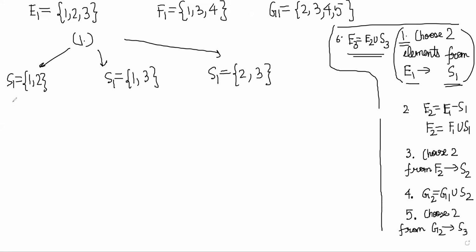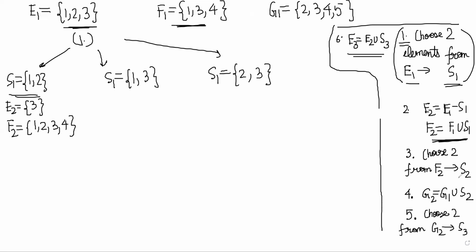Okay. So what we will first analyze is the case that S1 is 1 comma 2, right? This path we'll analyze. So here, what is E2? E2 is E1 minus S1. So E2 should be just 3, right? And also F2. F2 should be F1 union S1. F1 is this, union with S1 would give me 1, 2, 3, 4, right? If I do union of 1, 3, 4 with 1, 2, it will be 1, 2, 3, 4. So my step 2 is done, right?